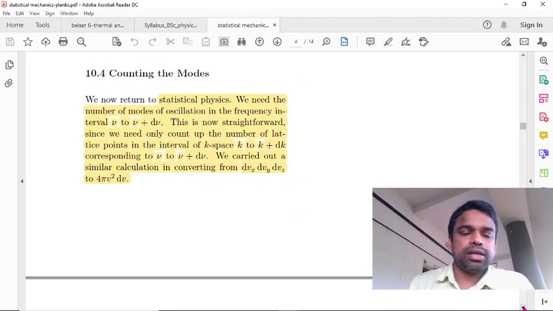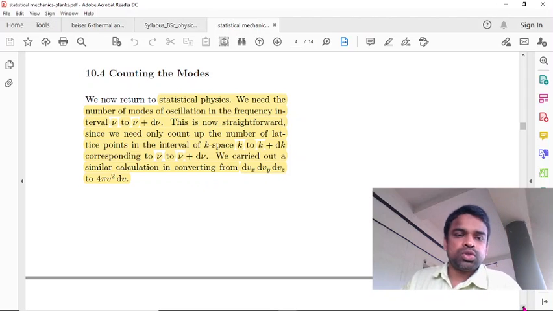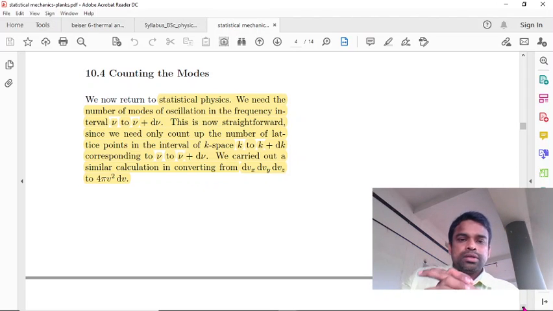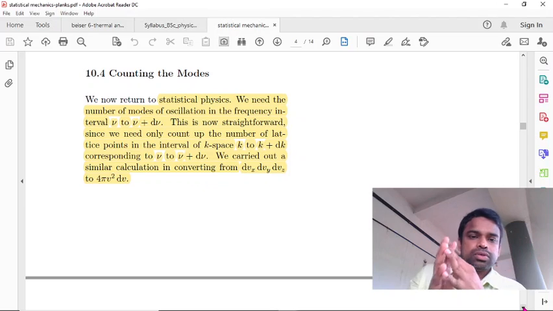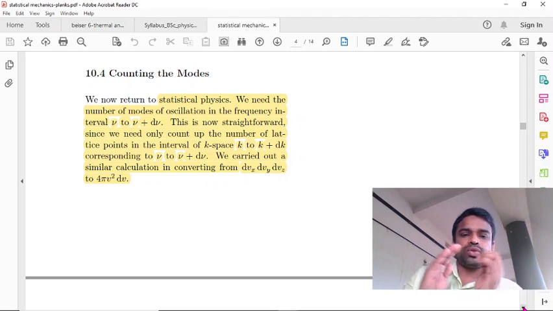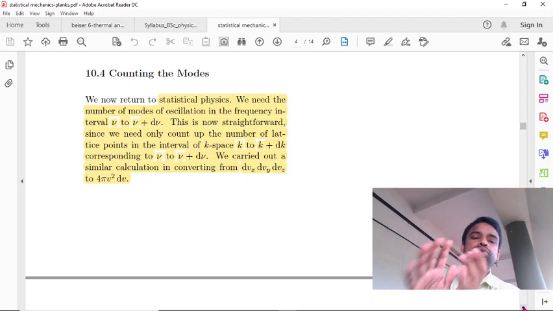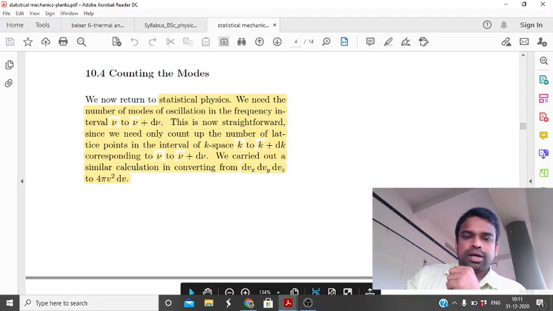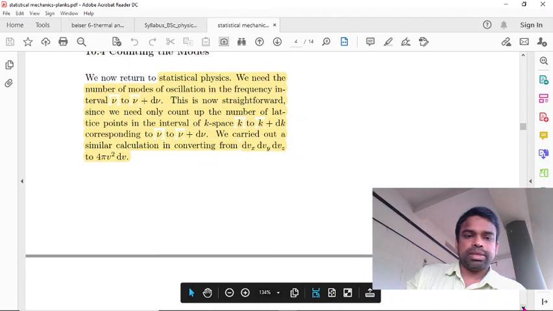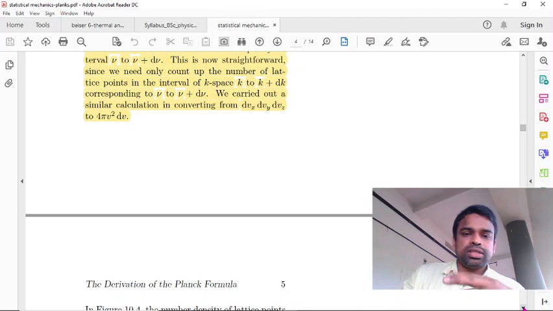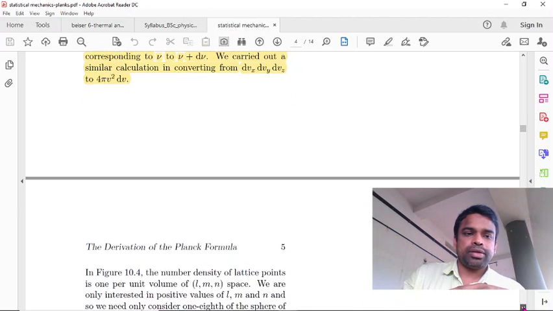In statistical physics, we need the number of modes of oscillation in the frequency interval nu to nu plus d nu. Here we count the number of lattice points in the interval of k space k to k plus dk corresponding to nu plus d nu. And we use the same method that we used for k, and we will find d nu x, d nu y, d nu z equal to 4 pi nu square d nu.